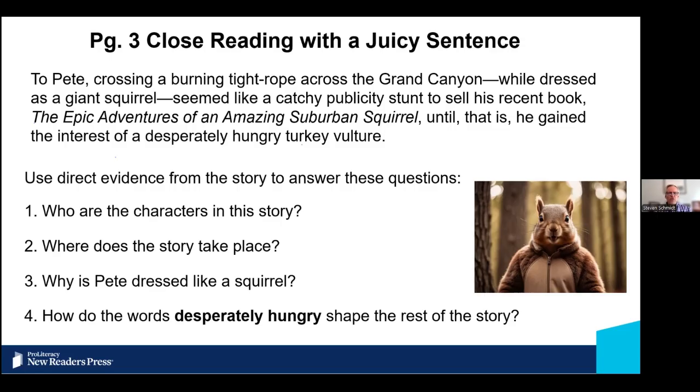So let's tackle question 4. It says, how do the words desperately hungry shape the rest of the story? How do those key words, so we're looking at language here, and probably especially looking at desperately, how does desperately hungry shape the rest of the story, please? Let's see, Erigi says, introduces the conflict. Joyce says we get some danger, some excitement. Sue says he'll eat anything.